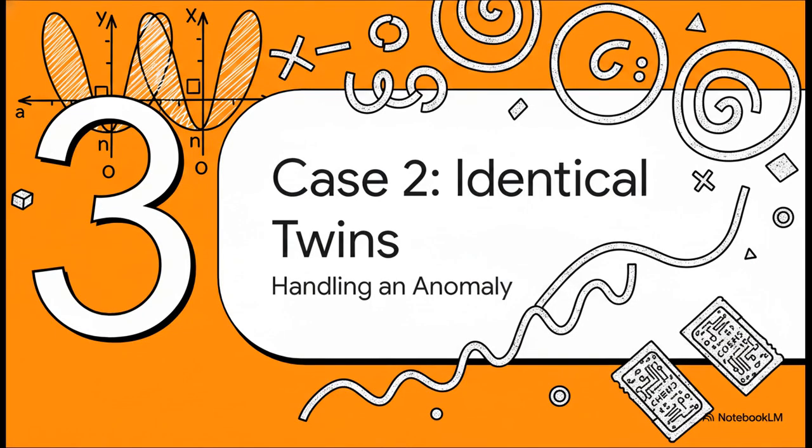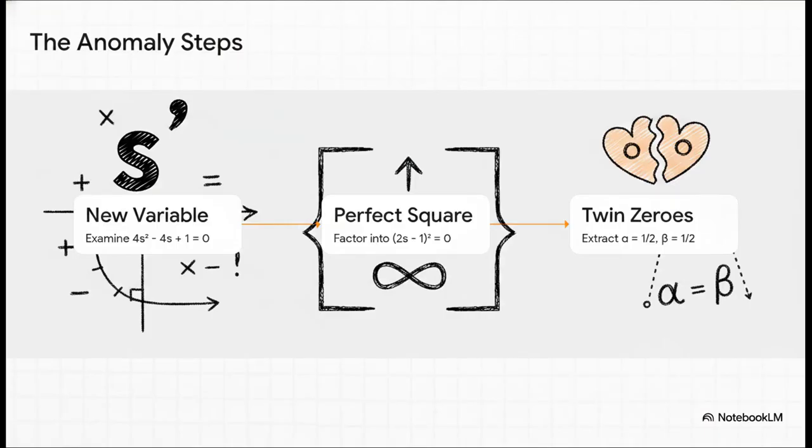Let's step it up. Section 3. Case 2. Identical twins. So we've established our baseline, but let's be real, math rarely stays simple. Just when you think you've got the pattern locked down, it throws a curveball. Let's see if our cheat codes can handle something a little unusual. Notice the letter changed here.